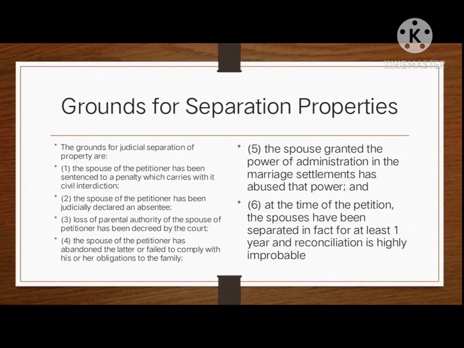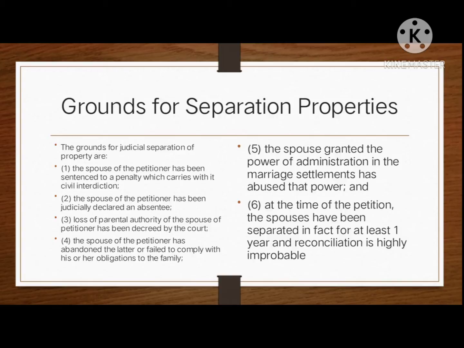Second, the spouse of the petitioner has been judicially declared an absentee. So when the spouse is absentee, this means that the spouse is not in his residence, his whereabouts being unknown, and it being uncertain whether he is dead or alive. Third, the loss of parental authority of the spouse of petitioner has been decreed by the court. So when the loss of parental authority has been decided and ordered by the court, this is part of the grounds of separation of properties.